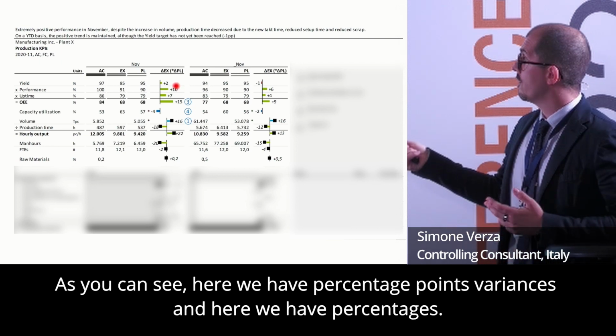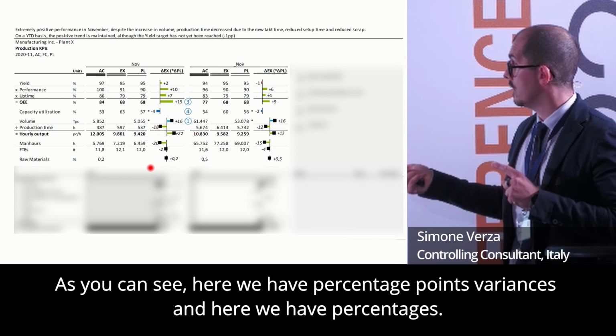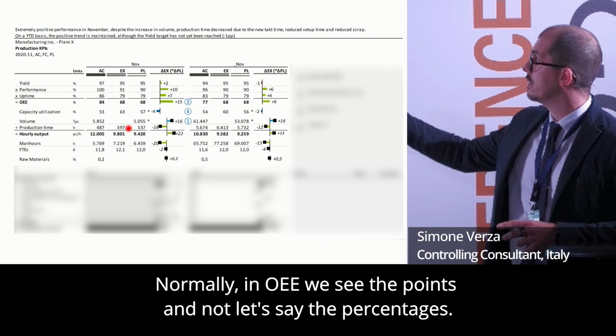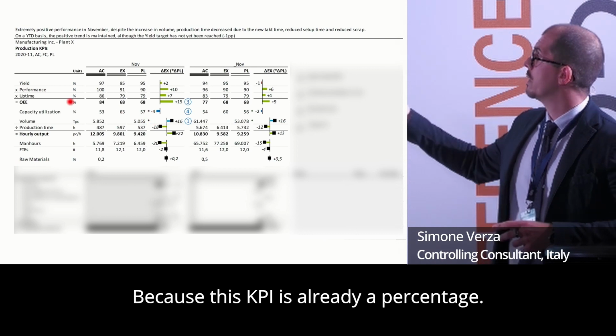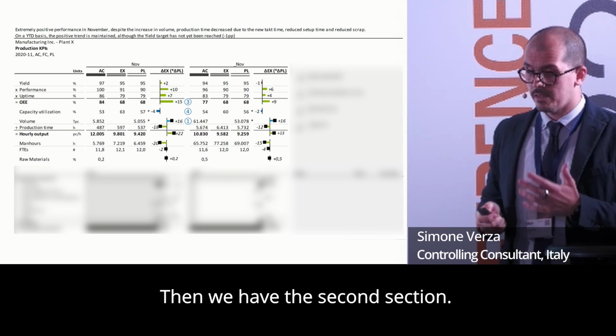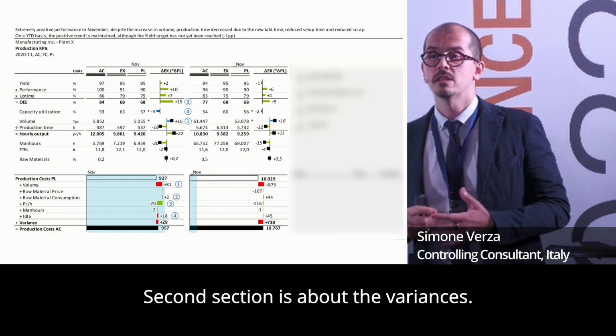As you can see here, we have percentage points variances, and here we have percentages. So we have this difference. Normally in OEE, we see the points and not, let's say, the percentages, because this KPI is already a percentage. Then we have the second section. The second section is about variances.